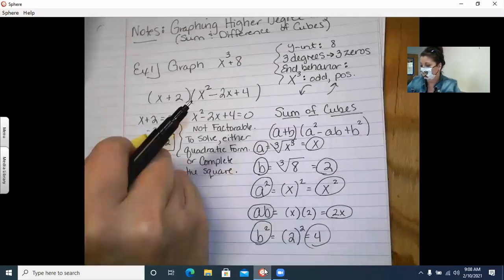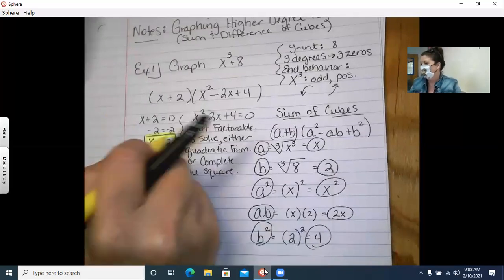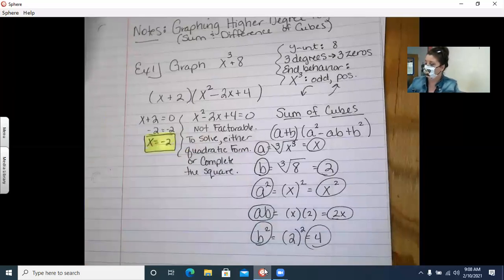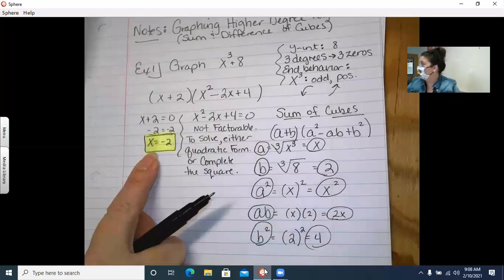Guess what? I'm still going to do the quadratic formula, because fewer mistakes are made when kids do the quadratic formula. All right, don't forget we already know one solution, but we get 2 solutions from the other factor because it had 2 degrees, right?